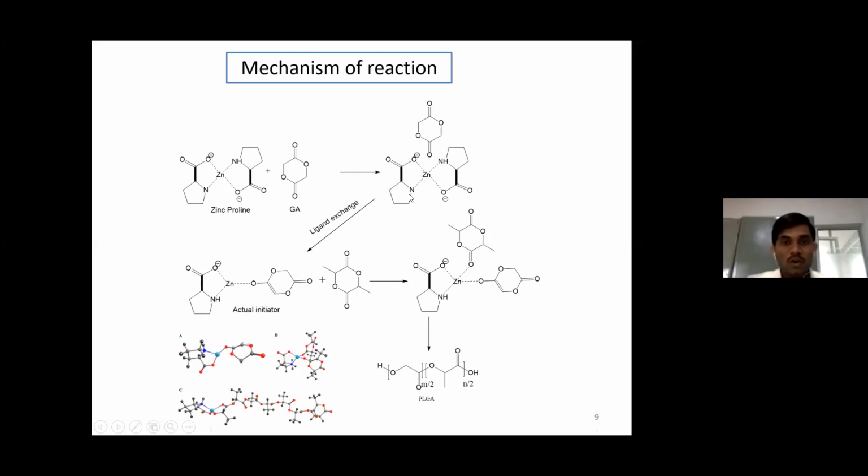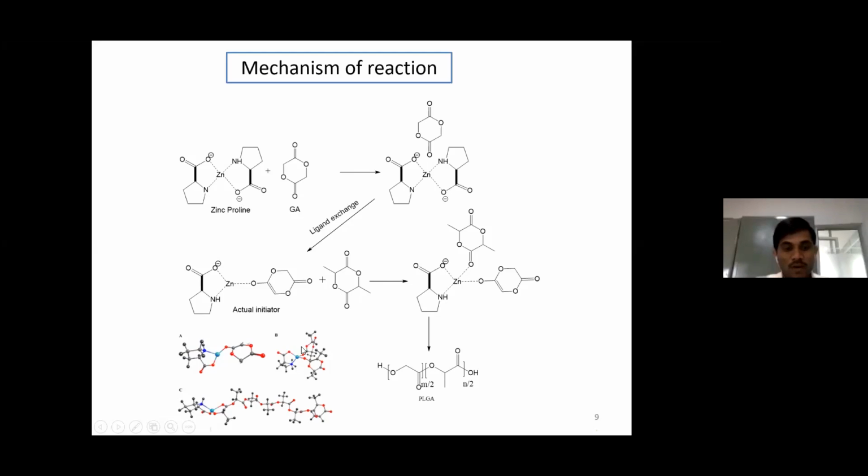For the mechanism of this reaction, there are different mechanisms associated with ring opening polymerization, like coordination insertion, monomer activated, carbene initiated, and Brønsted intermediate. We have observed that one of the ligands of this zinc proline is replaced by the glycolide moiety. After that, it forms the actual initiator. Then this initiator undergoes propagation with lactide and results in the formation of PLGA.